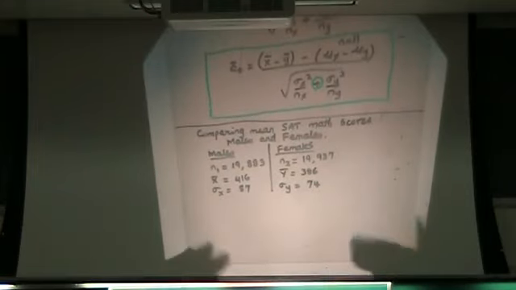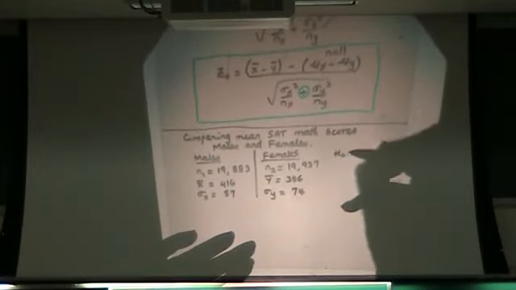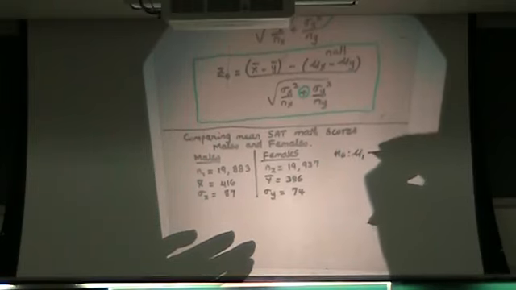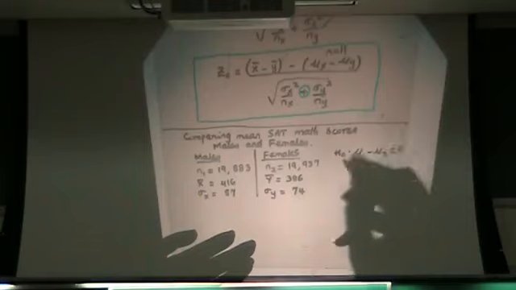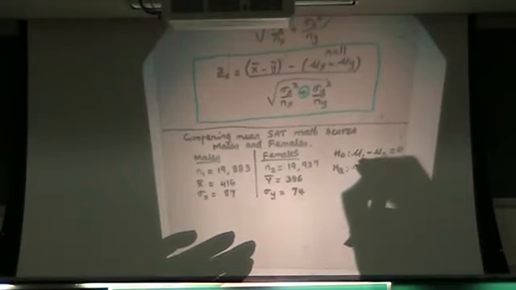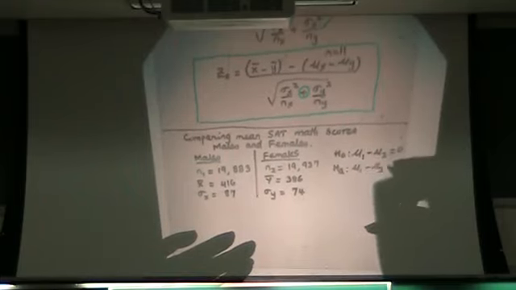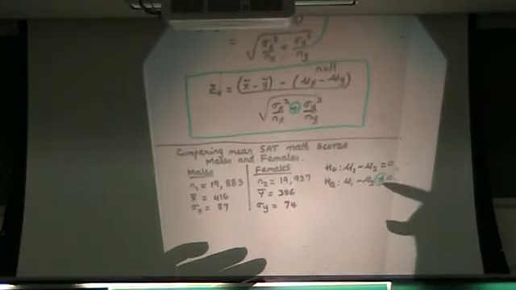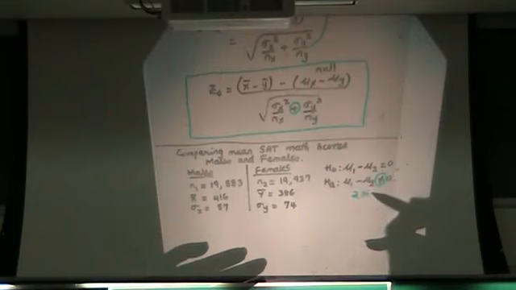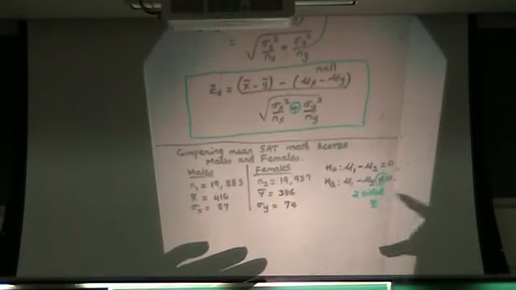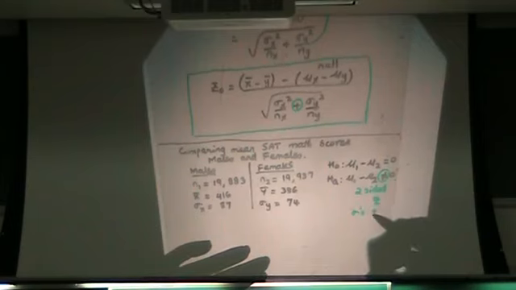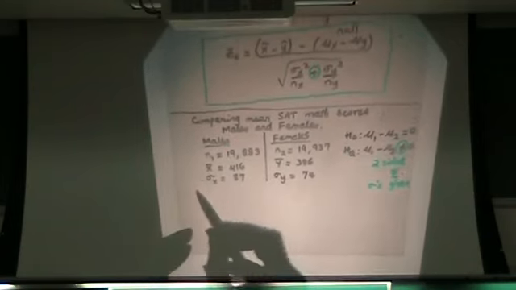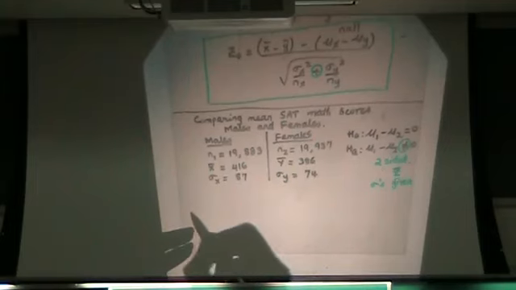So I want to see if SAT scores are the same or not. So H naught: mu 1 minus mu 2 equals 0 versus HA: mu 1 minus mu 2 not equal to 0. It will be a two-sided test, and it will be a z-test because sigmas are given. Follow? So let's create our z.